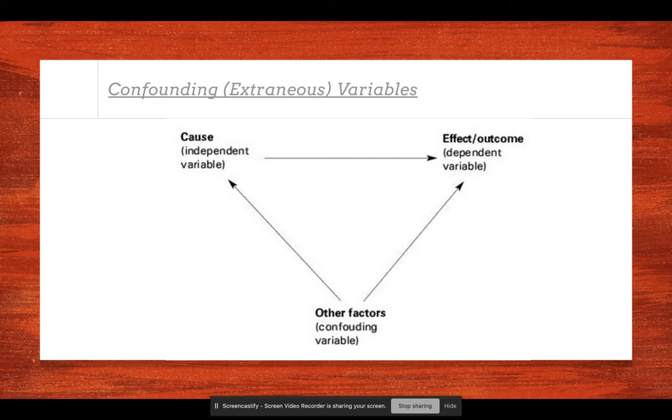Depends on who's writing them. I like to say extraneous because I like the word, but I think your book may call it confounding. I'm not sure. So confounding or extraneous variables are anything that can interfere with your results. So anything that can distract from your independent variable causing an effect or change in your dependent variable. Anything that can get rid of that.